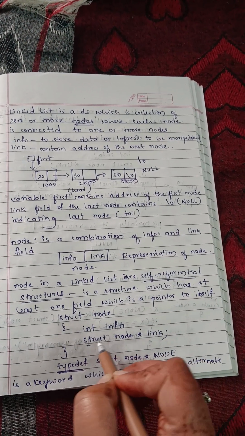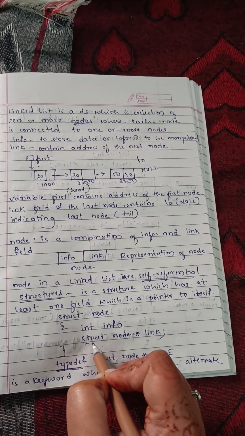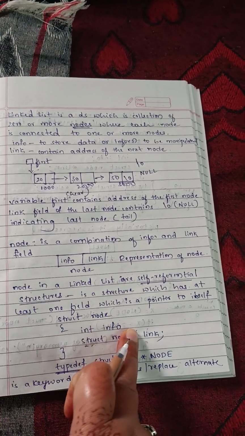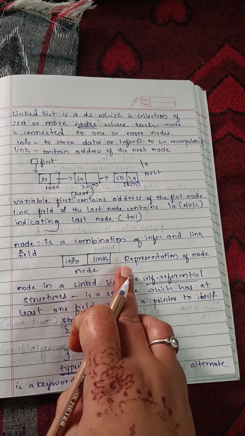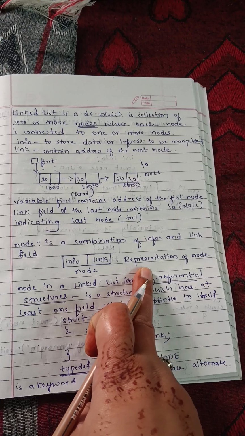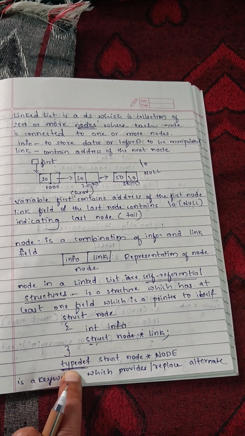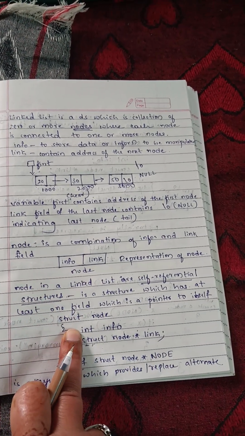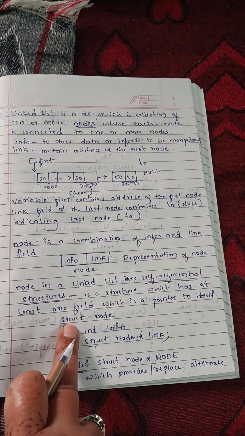They may ask what you mean by self-referential structure. A self-referential structure is a structure which has at least one field which points to itself. You can say that the structure which refers to itself is nothing but the self-referential structure. Then here what have you used? typedef. How will you write the code for the node? How will you denote a node? With struct node.